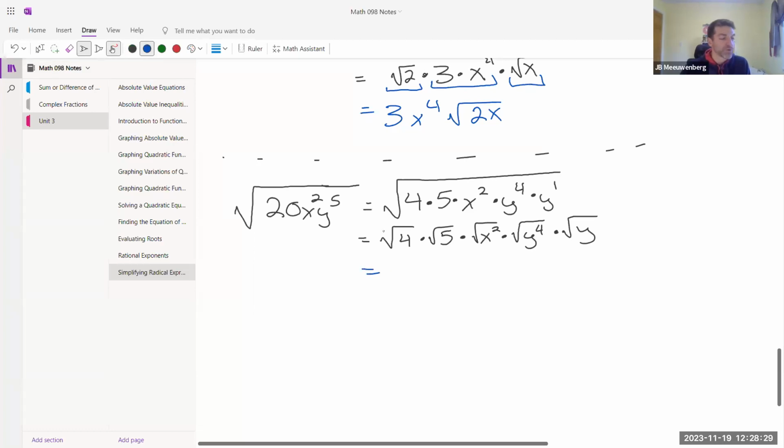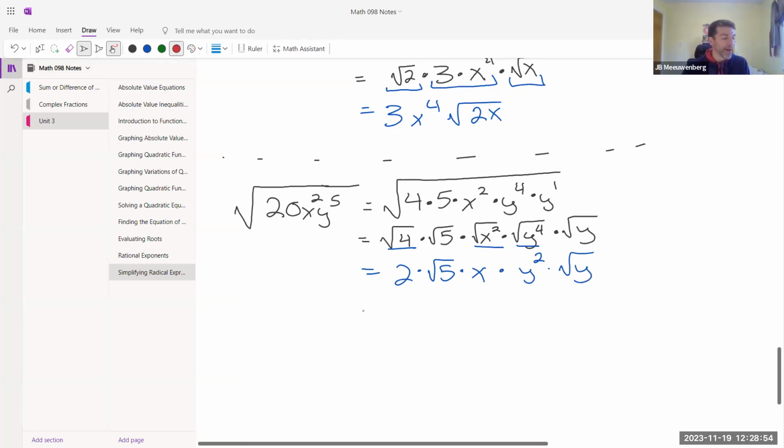I took the square roots of the ones that I could. This is a perfect square, so it's radical 2. This is not, so I leave it as it is. This is, so I make it an x. These are all times, times, times. I take half of the even numbered one, y squared. I leave this y inside.